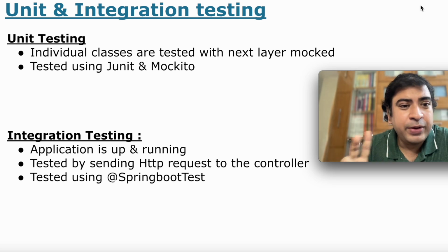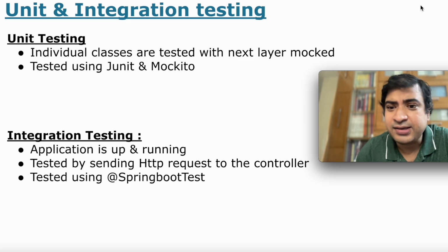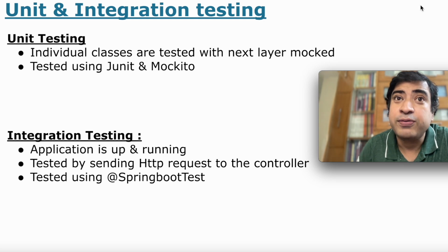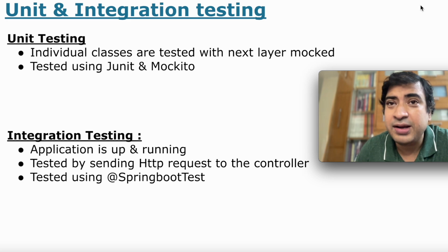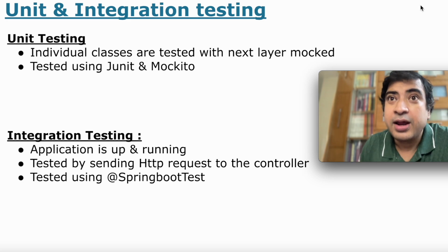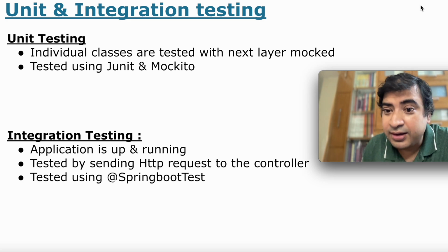Okay, so we will do 2 rounds of testing. One is unit testing. Unit testing is basically testing individual classes, like testing the controller or the service classes using JUnit and using Mockito for mocking. So what we do in unit testing is we actually mock the dependency. Say for example, if we are testing the controller layer, then we mock the service layer, which is a dependency.